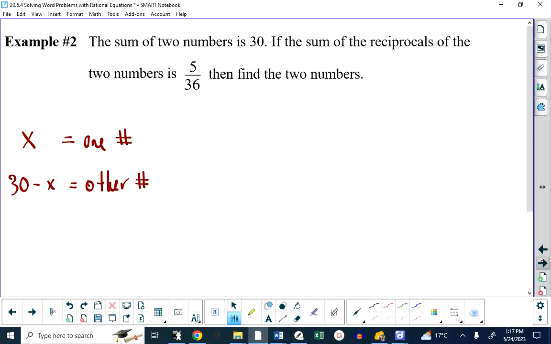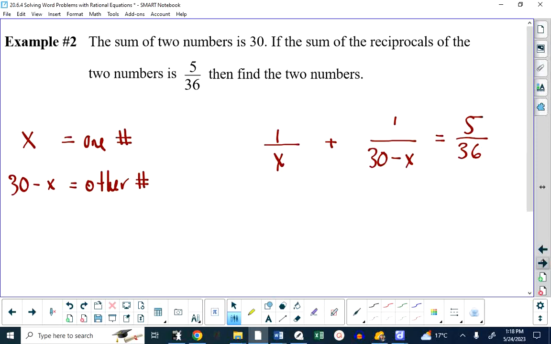And I go, well, I got $5. If we have 30 in total, then you must have 25. You must have 30 minus the 5. And now we build the equation. It says the sum of the reciprocals. Well, the reciprocal is 1 over. A sum is plus. The sum of the reciprocals is 5 over 36. This is a very simple equation to set up once you've seen it.